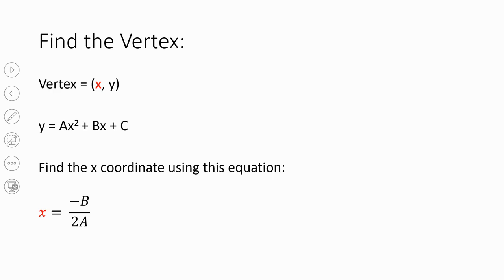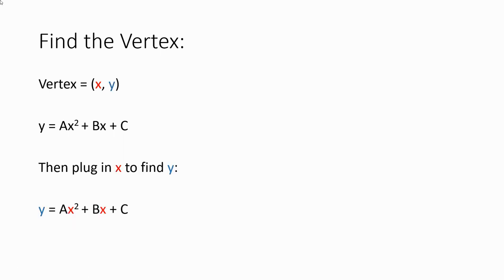So we will take b, whatever b is, and do negative b divided by 2 times whatever is in front of x squared. That's how we find the x coordinate. After we simplify, we'll plug in our x coordinate and find y. This is kind of like what we did last time when we were looking for the vertex.